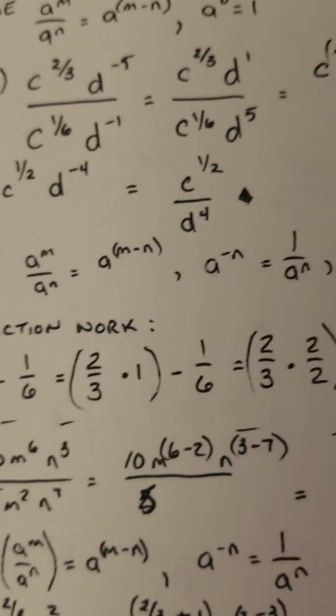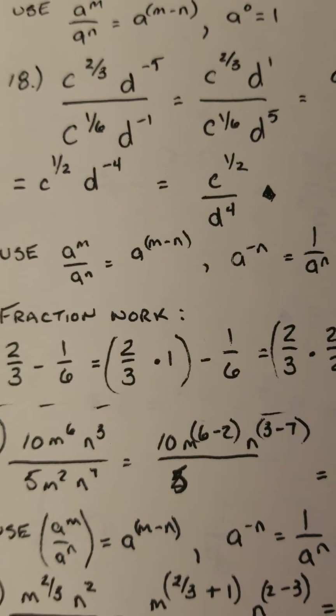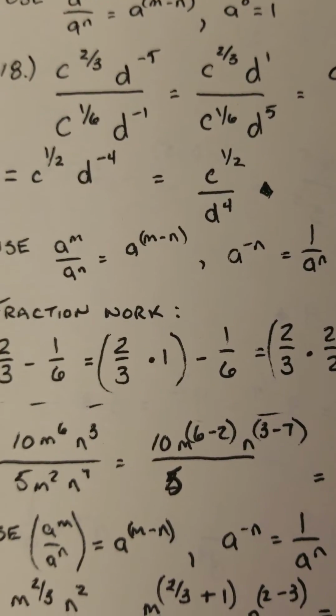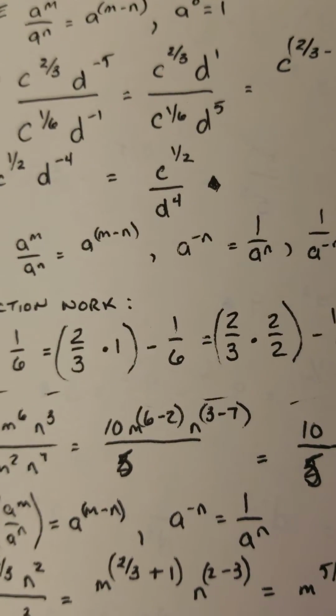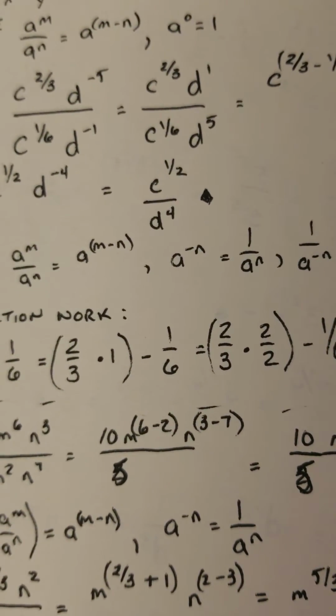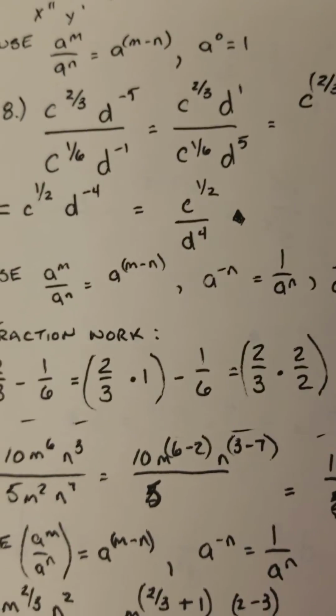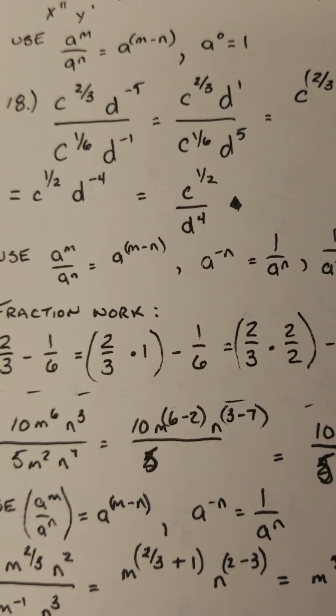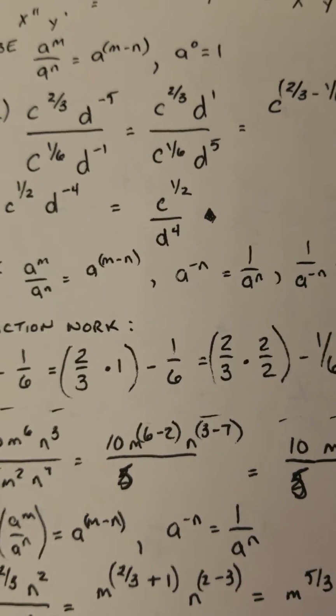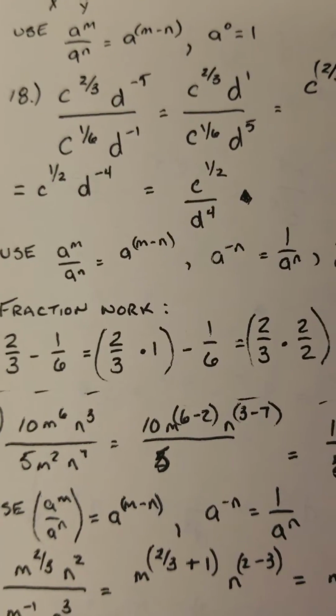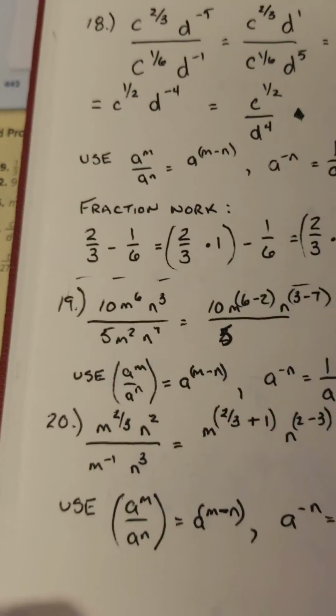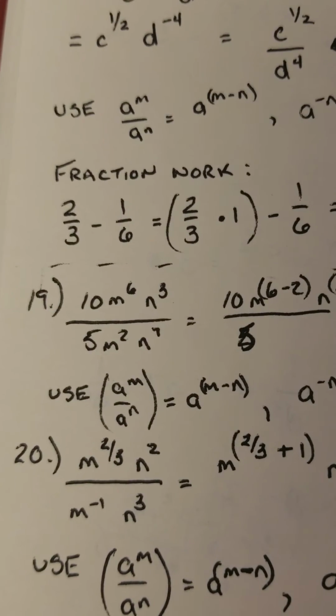You can see that I end up getting c to the 1/2, d to the negative 4th. I'm going to have to drop the negative 4 down. So I get c to the 1/2 divided by d to the 4th. And they're not having you put them in a radical form yet. They want to make sure you keep them in exponential form when you're doing these. And when we get into the next chapter, there's problems for each one. And you can see my fraction work here.